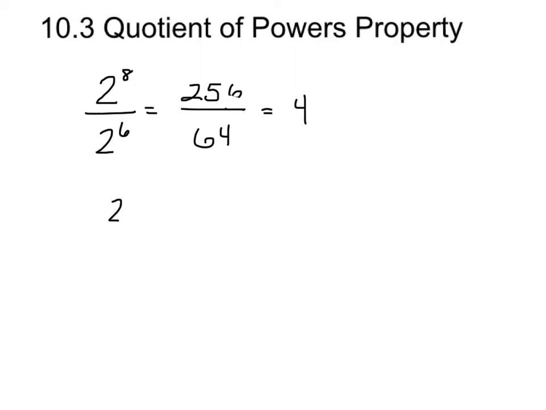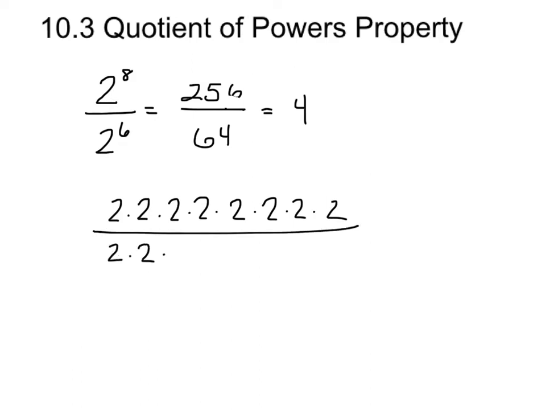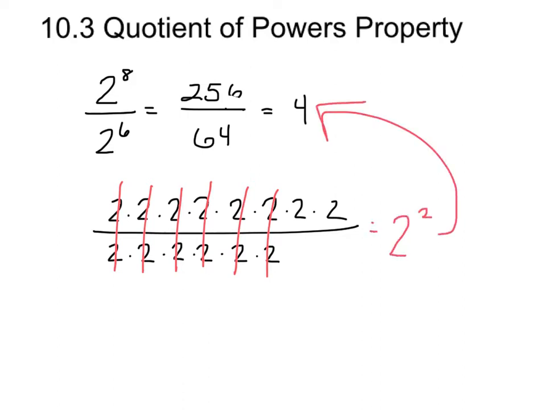2 to the 8th power is 2 times itself 8 times. And I do want you to write this down. Divided by 2 to the 6th power, which is 2 times itself 6 times. By rules of dividing, you should know that any number divided by itself is 1. So actually, 2 divided by 2, oh, that just gives me 1. It cancels, cancels, cancels, cancels. What are you left with? You're left with 2 times 2, which is 2 to the 2nd power, which then gives you 4.